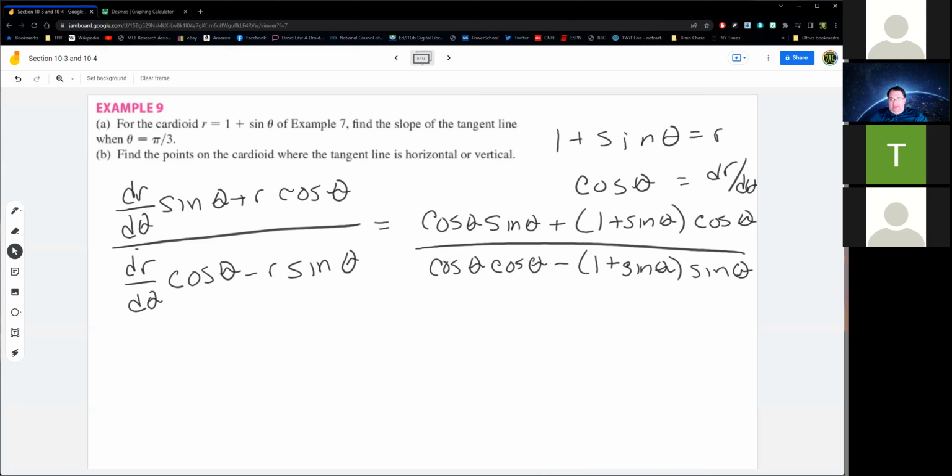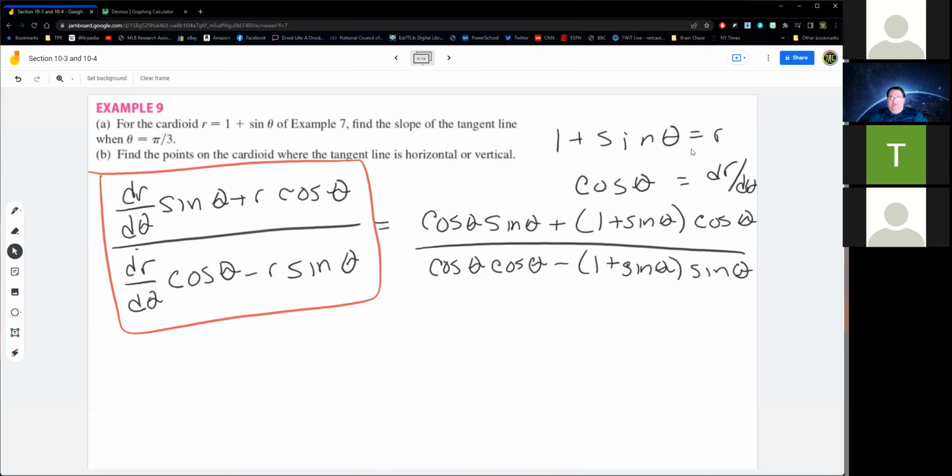Super lost here, Professor. Where are you getting these from? All right, so that's my tangent. That's basically to take the derivative of that to find my tangents. That's what I need to use. Okay.